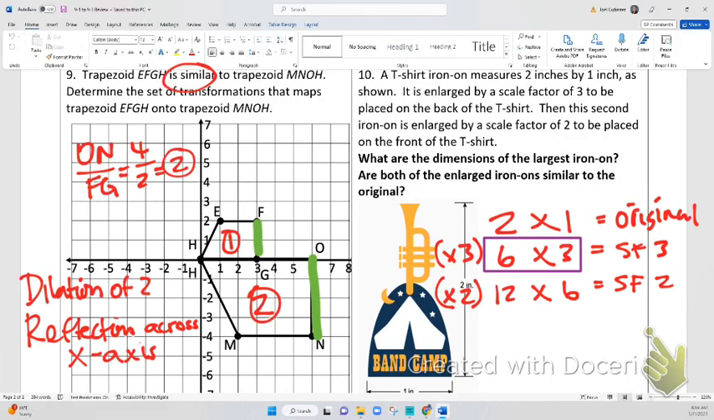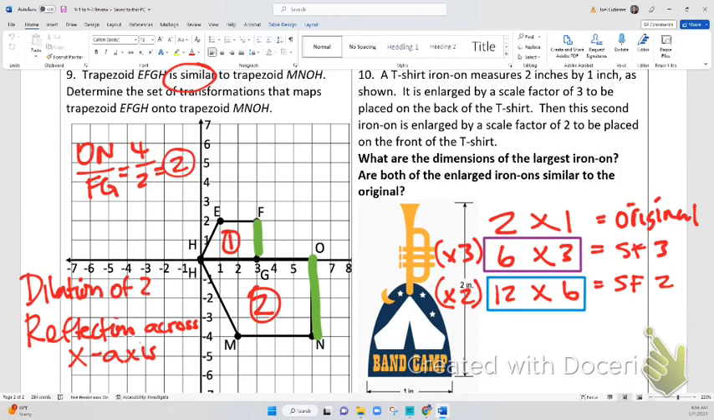It says, what are the dimensions of the largest iron-on? So they want to know, what are the dimensions of the largest one? I'm going to do it in blue, so that way you can see it. So here are the dimensions. So there's your first answer in blue.